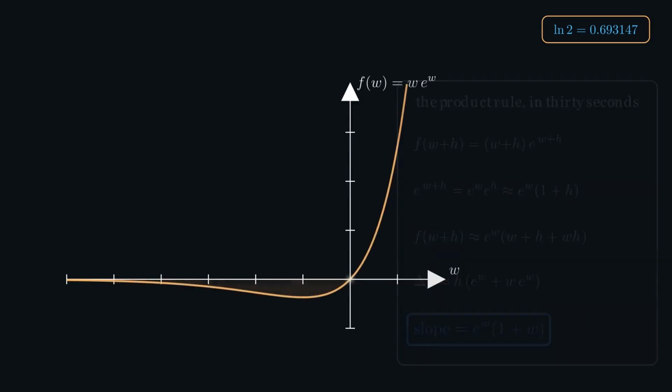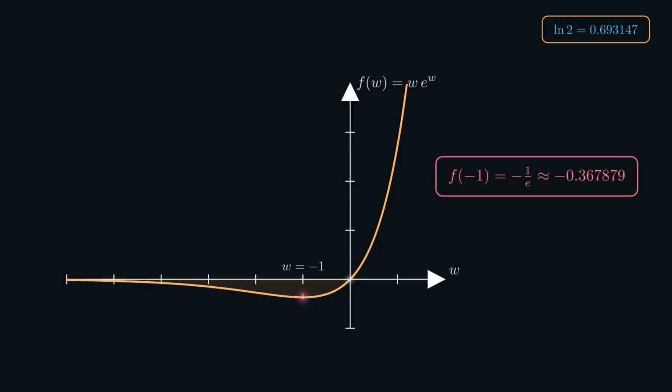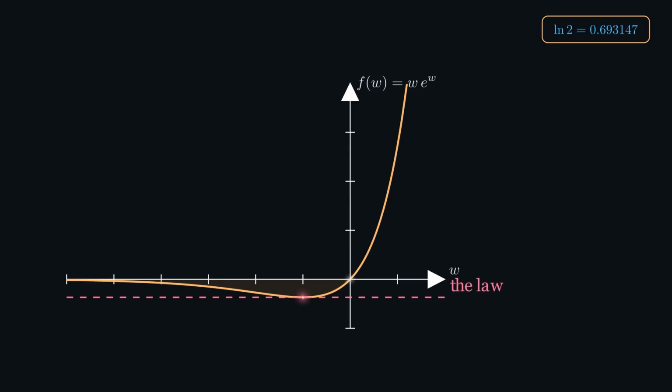Look how clean. Now e to the w is never 0. Never. So the slope is 0 at exactly one point in the entire universe. W equals negative 1. The bottom of the valley is at w equals negative 1, and its depth is f of negative 1, which is negative 1 times e to the negative 1. Negative 1 over e. About negative 0.367879. That number is a law. No input on Earth makes w times e to the w dip below negative 1 over e.